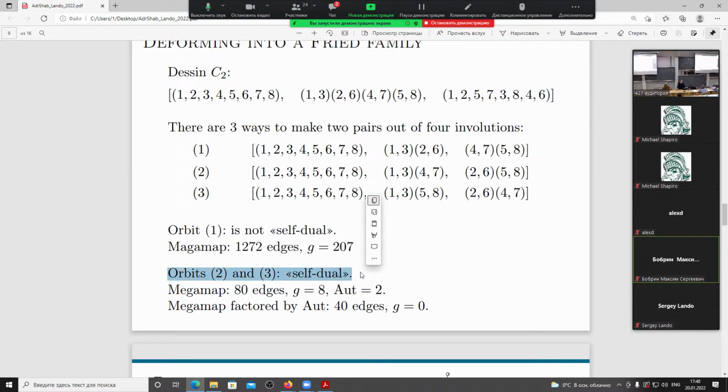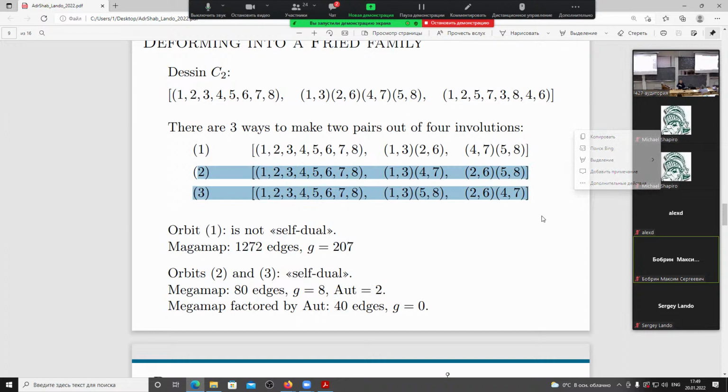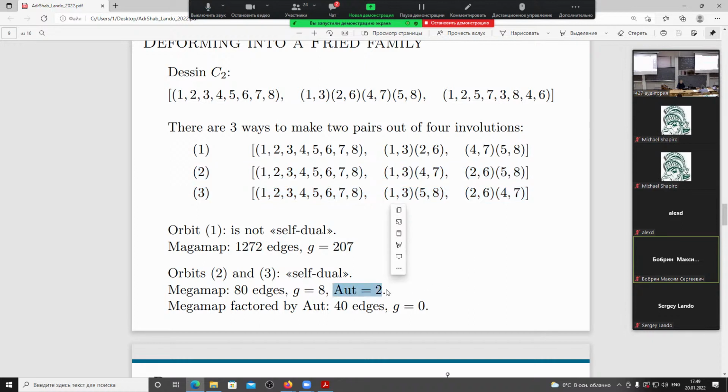What we are looking for is more simple. Only 80 edges, just genus 8, and moreover, the megamap of these two kinds is actually the same megamap. They are just two different representatives of the same class. There is an automorphism of order 2, and factoring by this automorphism, we get a curve of genus 0.